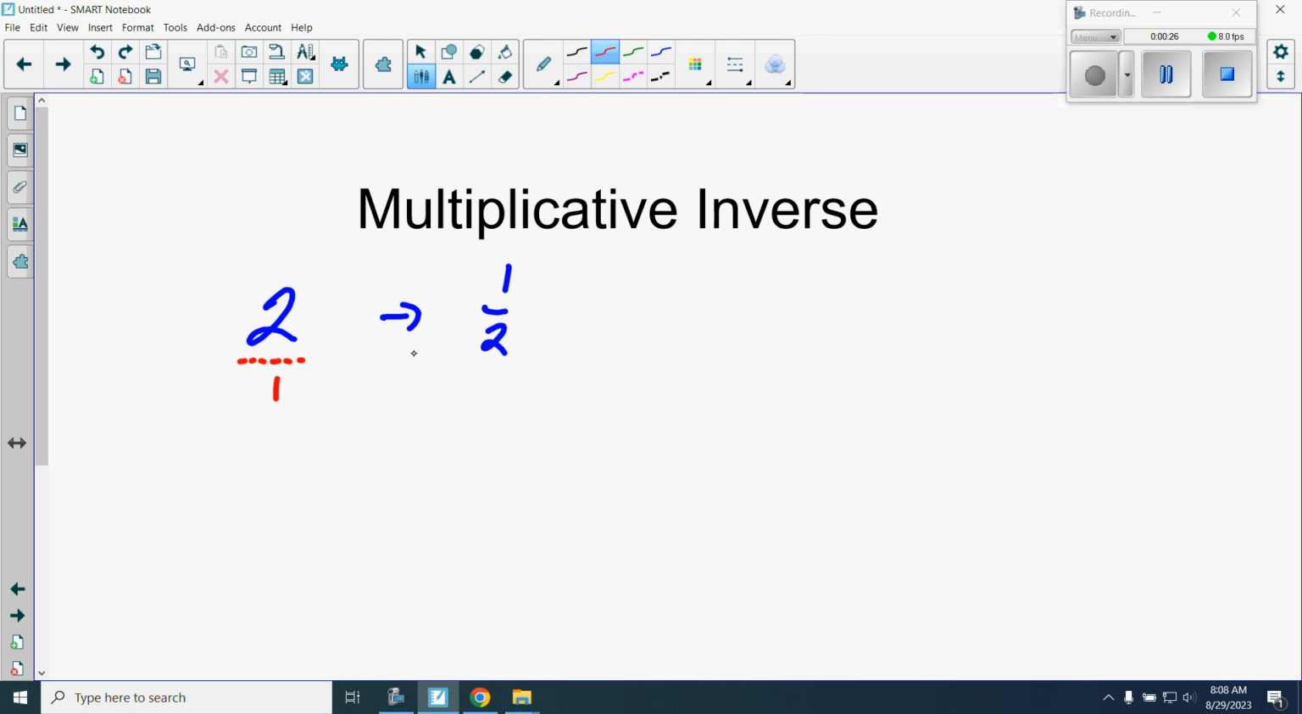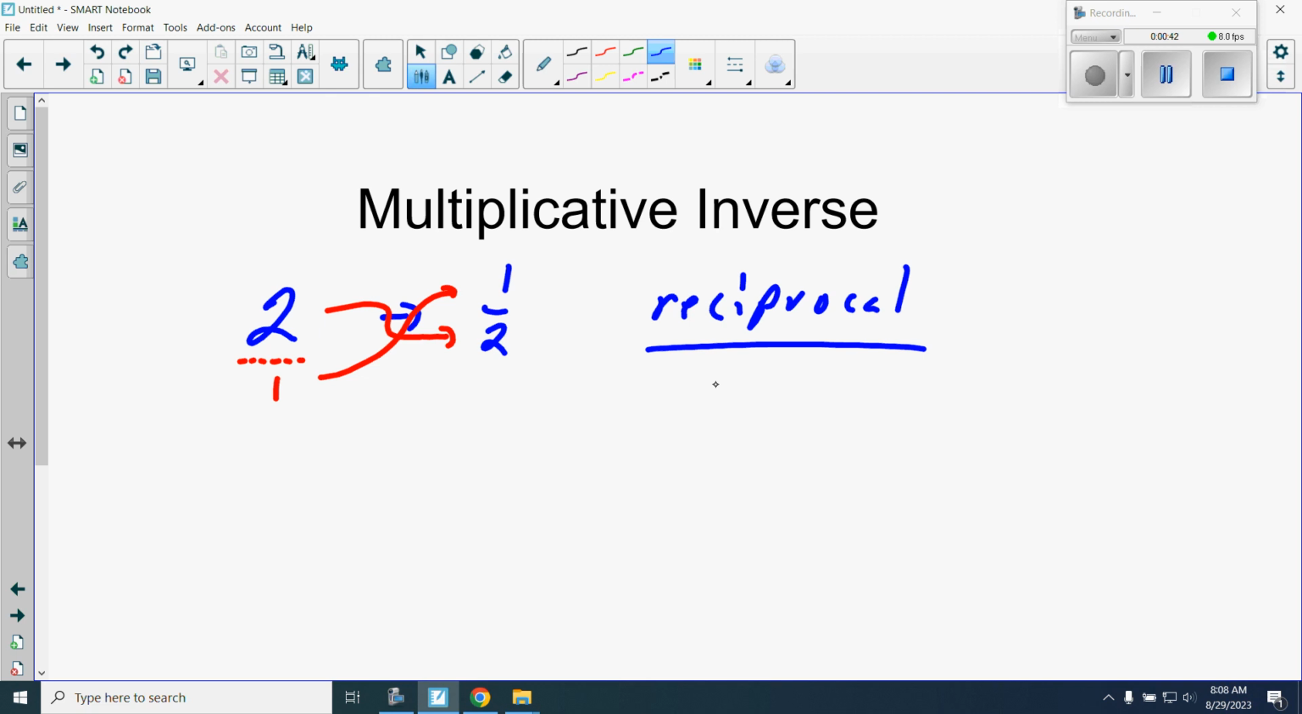Any whole number can have 1 at the bottom, and now we can kind of see the relationship that it just flips. All right, and if it just flips, we call that the reciprocal, or just the inverse, as it has been called before. So you may see some of those terminologies used there.